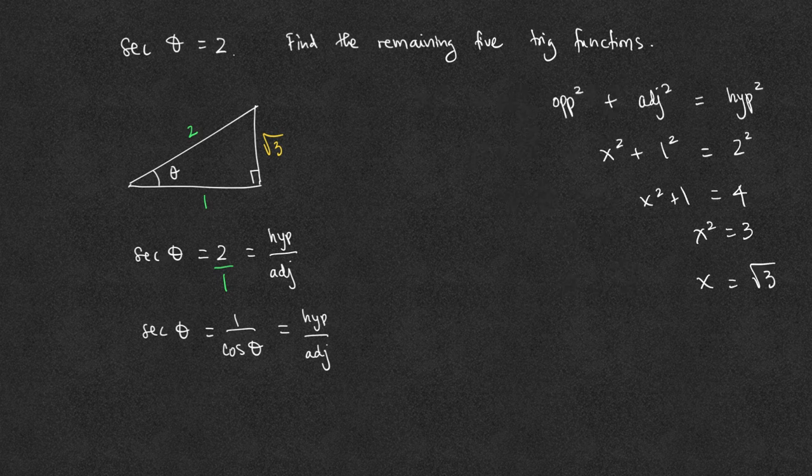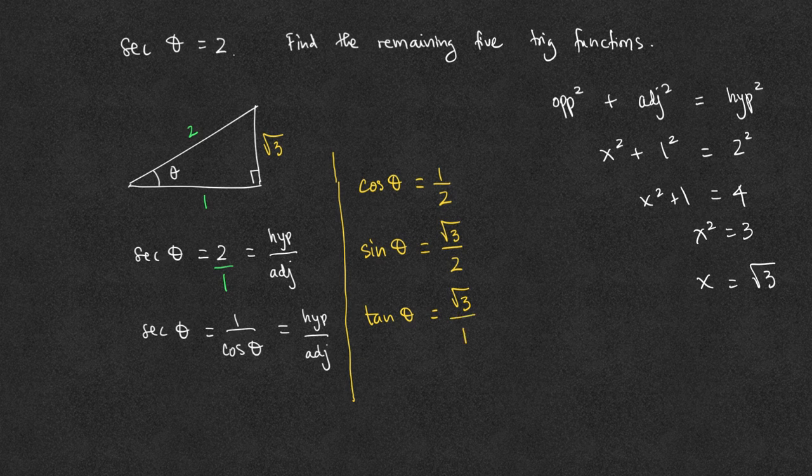Armed with the newfound missing length of the right triangle, we can now write the remaining 5 trigonometric functions. Cosine of theta is adjacent over hypotenuse. Sine of theta is opposite over hypotenuse. And tangent of theta is opposite over adjacent. Secant of theta is 2 over 1, which is given already.